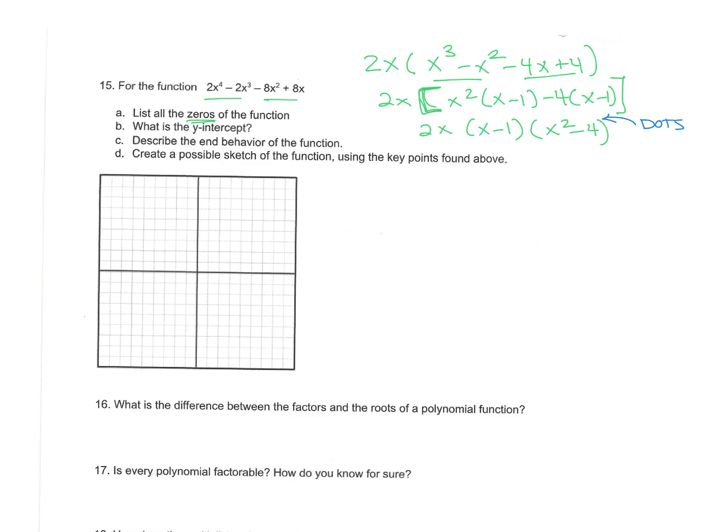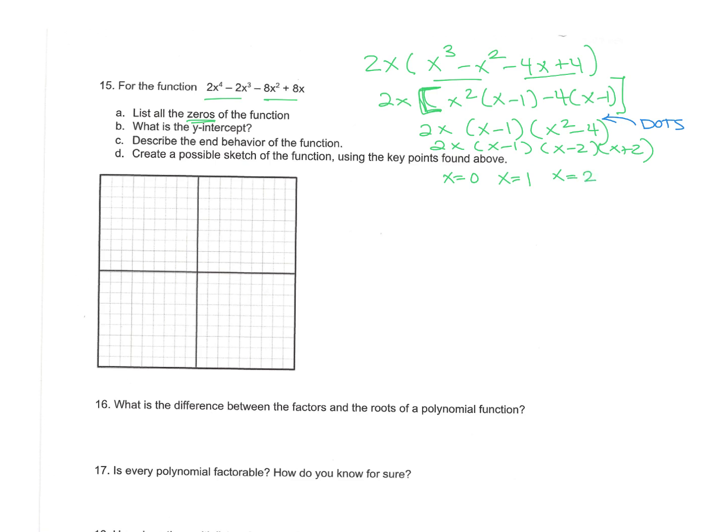I could continue factoring, and I would end up with 2x times x minus 1 times x minus 2, x plus 2. And now I'm ready to get my roots. So the 2x is where I'm getting my x equals 0 root, really important. X minus 1 is giving me an x equals 1. X minus 2 is giving my x equals 2.